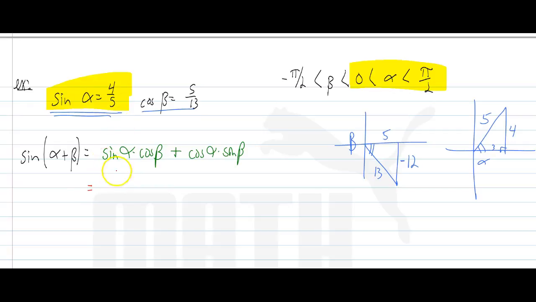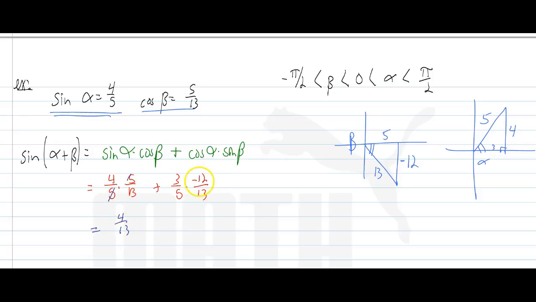The sine of alpha, we were already told that is equal to 4/5. Cosine of beta, we were told that was 5/13, plus. Now we weren't told the cosine of alpha, at least not yet. But if we look back at our drawing, the cosine of alpha is adjacent over hypotenuse, so I can see that's 3/5, times the sine of beta. Well, from our angle beta, negative 12 is the opposite, 13 is the hypotenuse, so negative 12/13 is the sine of beta. And then when we multiply these out, we get 4/13.